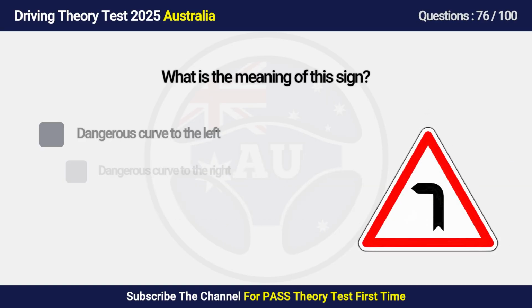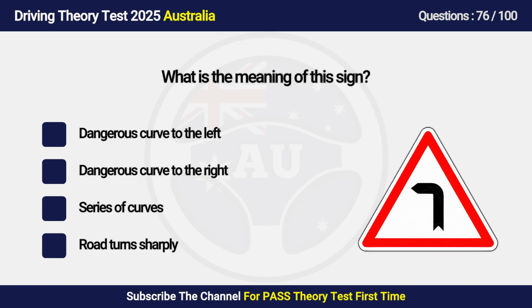Question 76. What is the meaning of this sign? A. Dangerous curve to the left. B. Dangerous curve to the right. C. Series of curves. D. Road turns sharply.